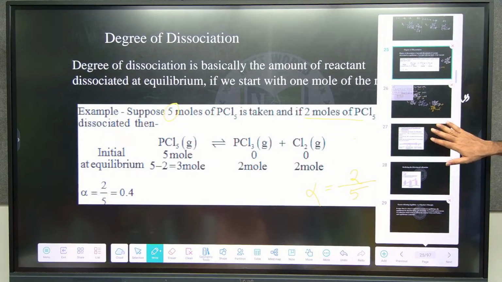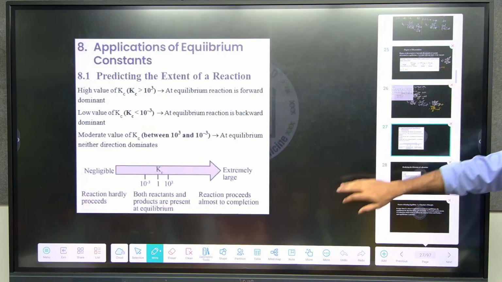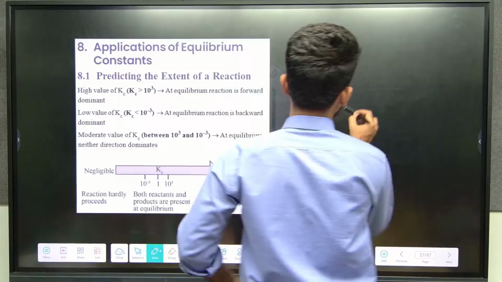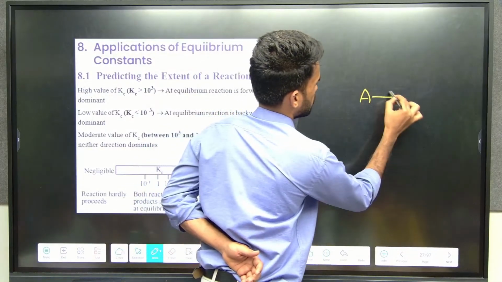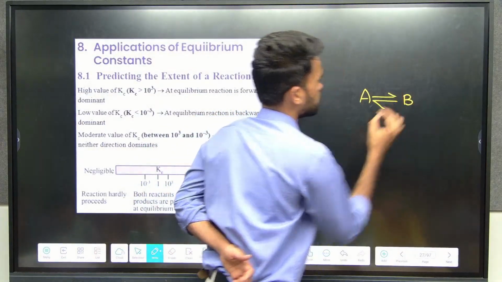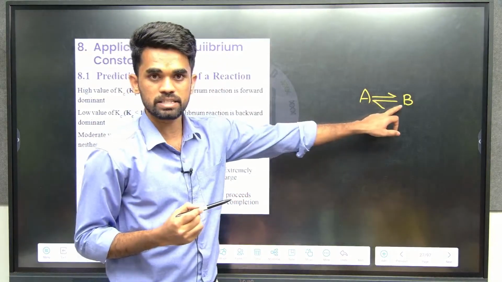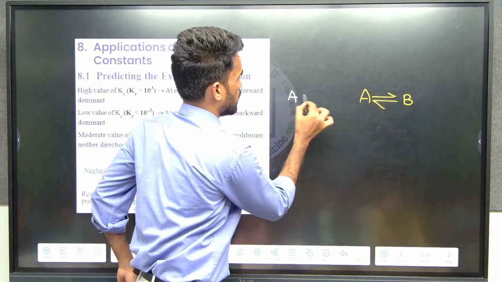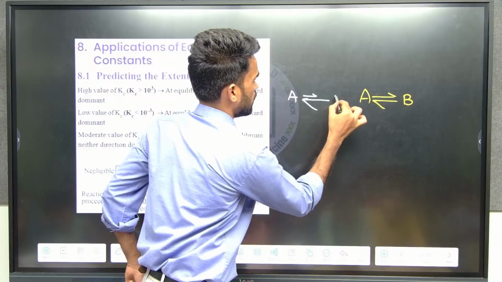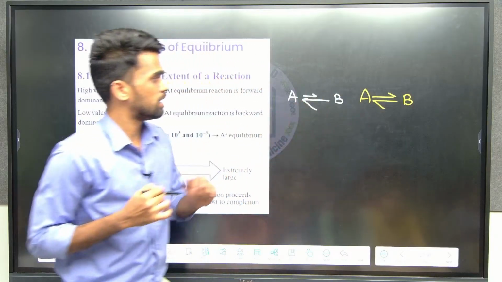Okay, next one. Here, see, if I say A and B are in equilibrium, I should write like this. I can also write this in this format. So what is this indication?